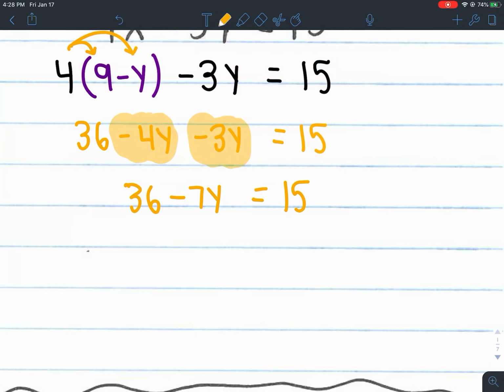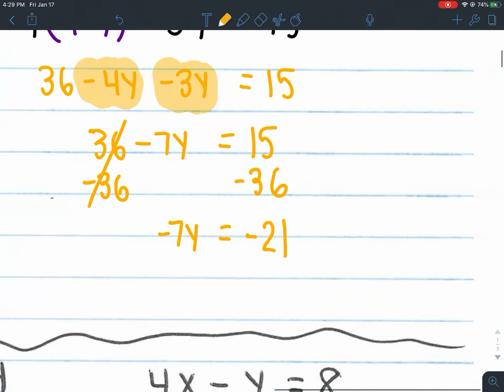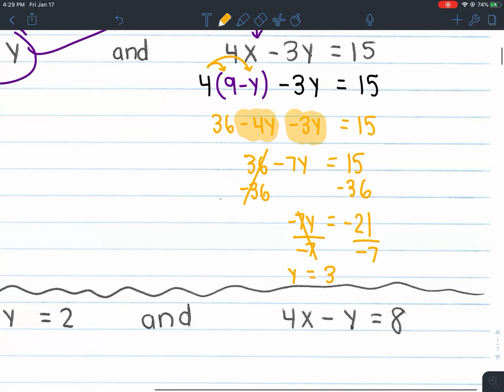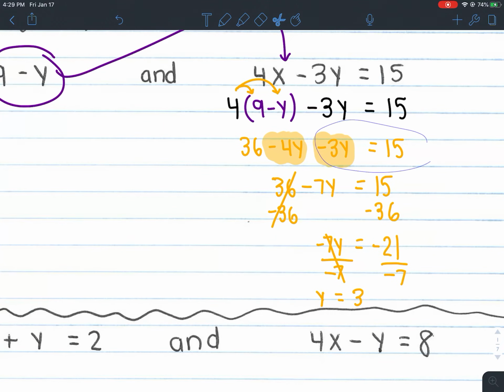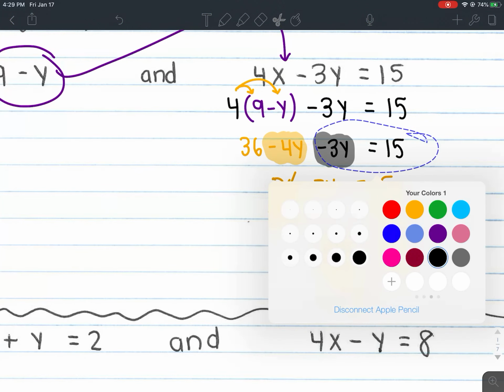And then next step is going to subtract 36 on both sides because we're trying to get y by itself. So you have negative 7y equals 15 minus 36. I think this is negative 14, but I want to be double sure, right? Oh, it's negative 21. Wow, that was way off. Okay, negative 21. All right, and then we're going to divide both sides by negative 7. So that means y equals positive 3, because negative 21 divided by negative 7 is positive 3.